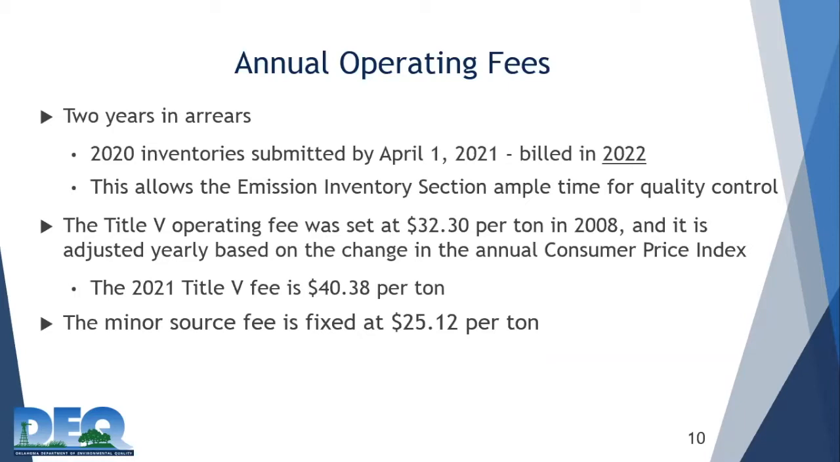The Title V operating fee was set at $32.30 per ton in 2008, and it changes every year based on the annual consumer price index. So this year, July of 2021, the Title V fee is $40.38 per ton, and that will be based on your 2019 inventories. And then the minor source fee is set at $25.12 per ton. That does not change every year.